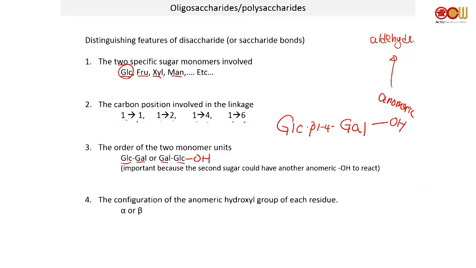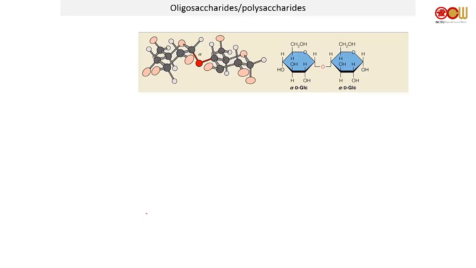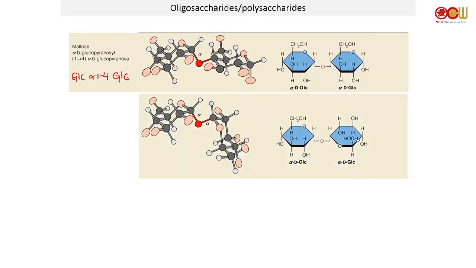Now, you also have to specify the configuration of the anomeric hydroxyl group of each residue. Is it alpha or beta? So for example, here I have an alpha linkage between two glucose. This guy is maltose. Maltose is a disaccharide. So you can write it a couple of different ways. You can write essentially glucose, alpha 1, 4, glucose. That's maltose. This is different. So this is 1, 2, 3, 4, right? And this is 1, 2, 3, 4, right? So this is 1 to 4. Now, this guy is 1, 2, 3, 4.